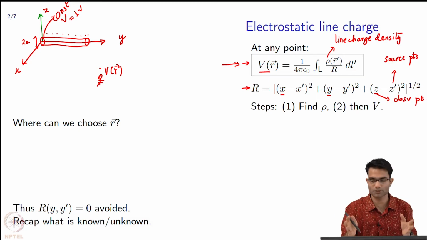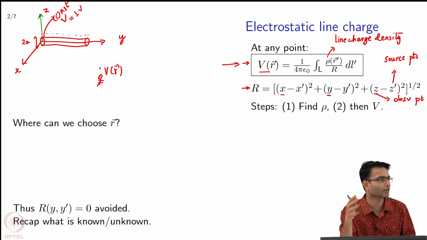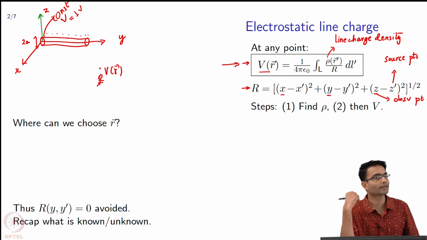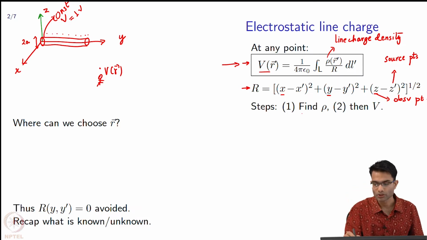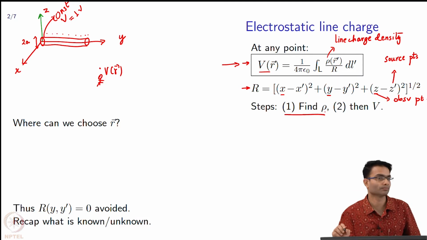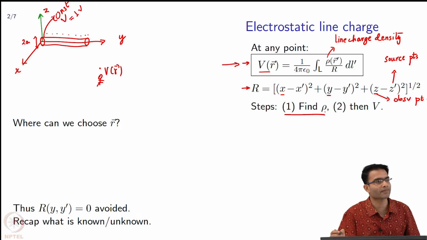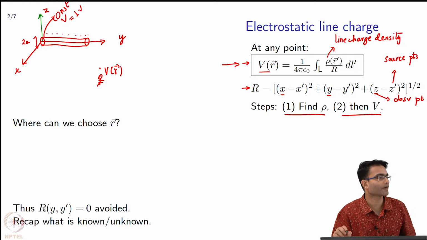If we knew rho, then this problem was simple. I will calculate this integral numerically or analytically depending on the situation, and I'll get voltage. So before we even get into solving something and get lost in the details, we should appreciate what is known, what is not known, right? So first of all, I need to find rho as a function of space. Once I find rho, the problem is simple. I will just plug it into this equation and find the voltage.